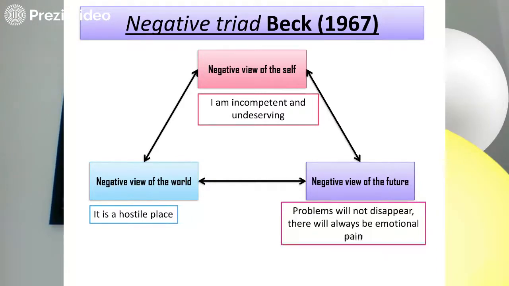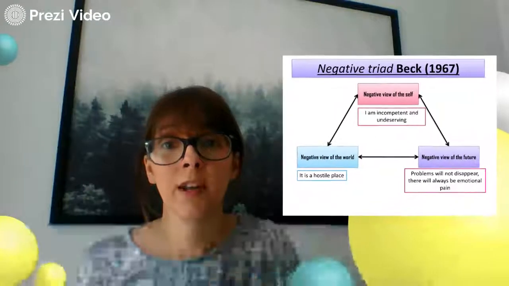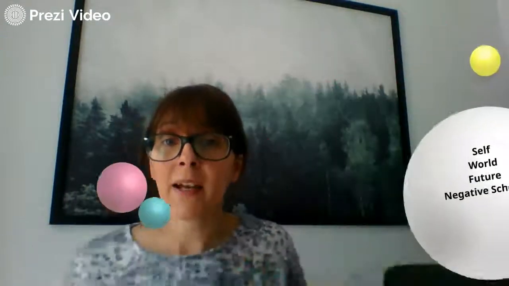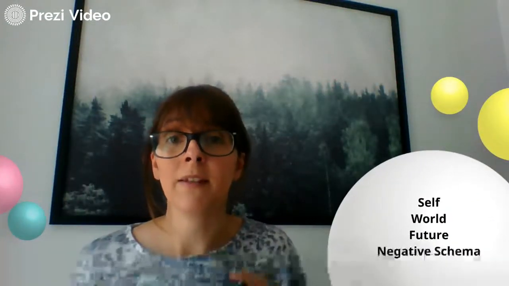I just used the exam as an example, but you could also use other examples, and I've got an exam question in a couple of minutes' time for you to have a little look at. Okay, so for Beck's negative triad, you need to remember that there's a negative view of the self, the world, the future, and an individual has a negative schema that links into the triad, and they pick this negative schema up through childhood.